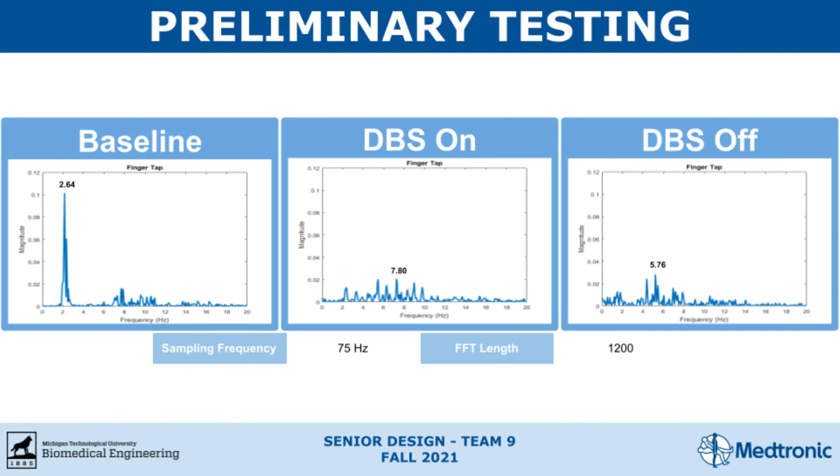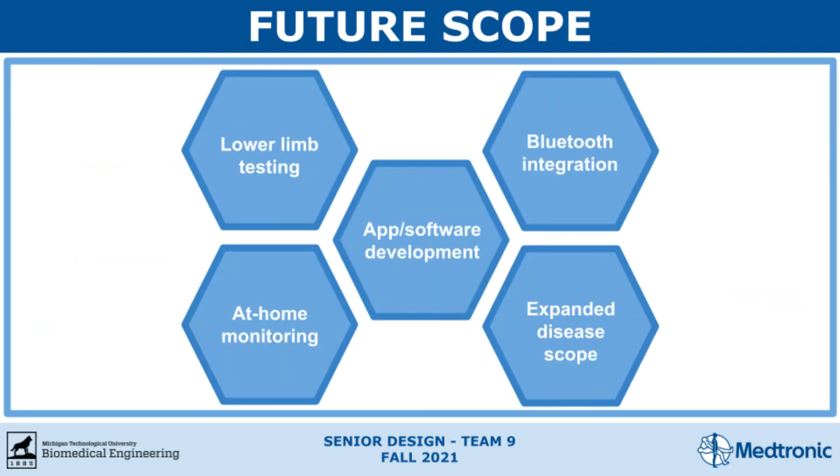The frequency domain analysis shows consistent baseline finger taps. In the disease state, when the DBS is on, the finger taps are not consistent. There is a slight peak when the DBS is turned off as the tremors result in unintentional, yet patterned, finger taps. Our device is the first prototype in its line.